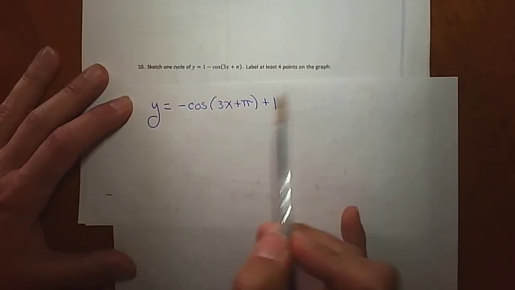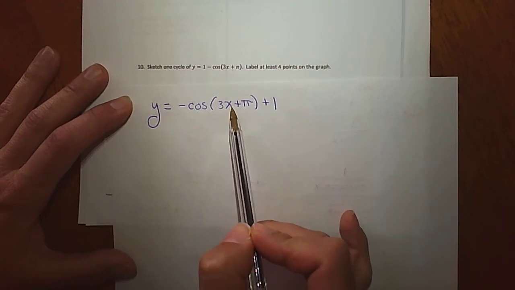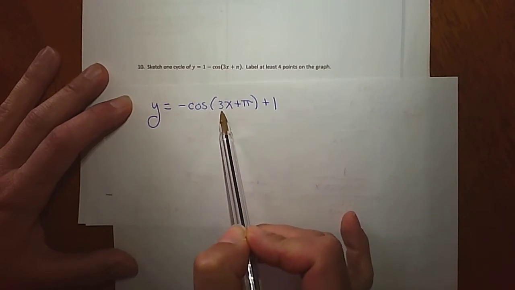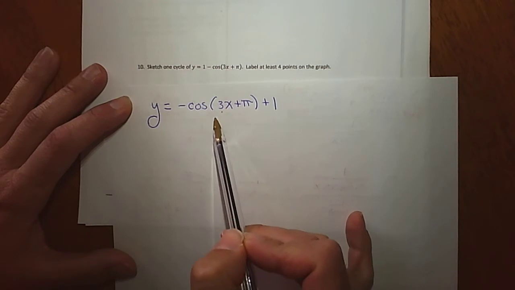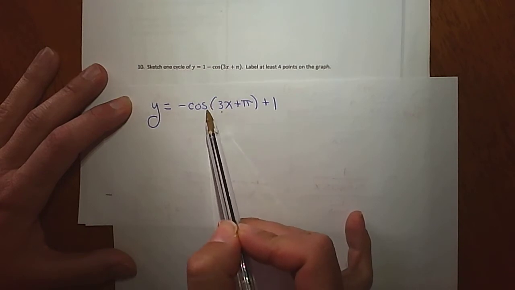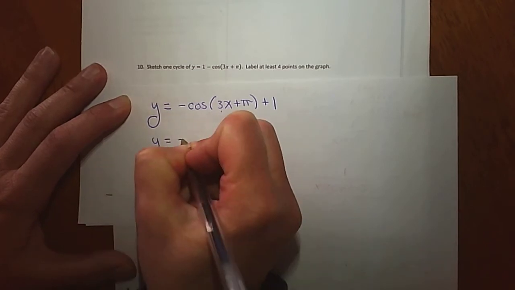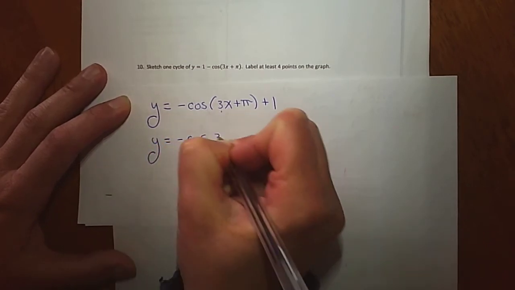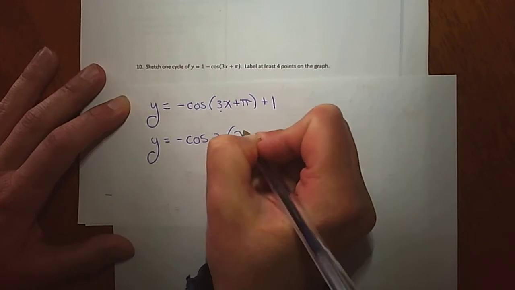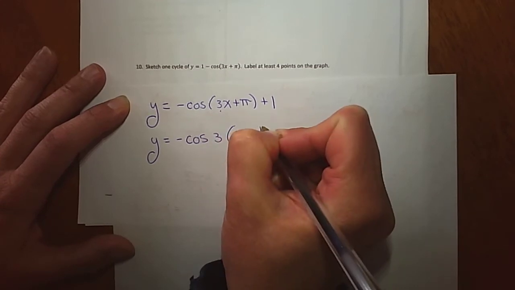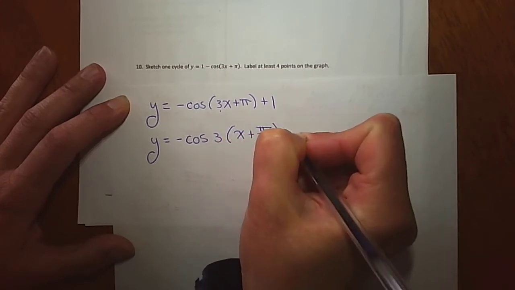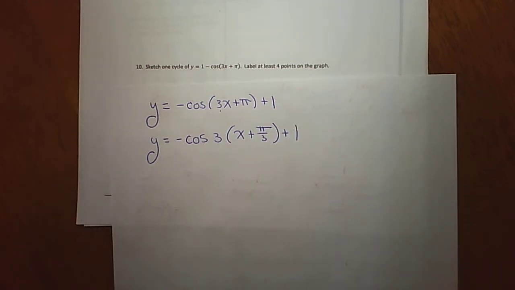Now we have another issue here. Notice the 3 in front of the x. The 3 is the frequency. However, you've got to factor that out first to separate the frequency from the shift. So the next thing I'm going to do is factor out the 3, and that would make it negative cos of 3 times (x plus pi over 3), plus 1. All right, now I've got everything important separated.